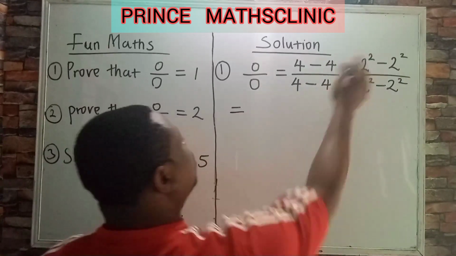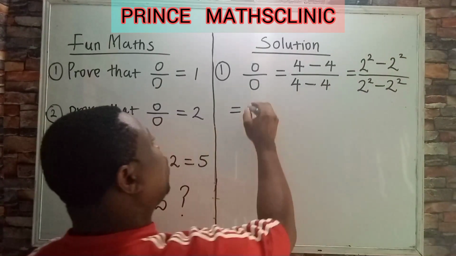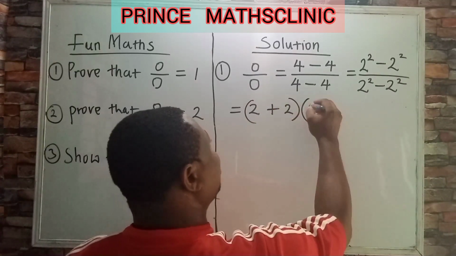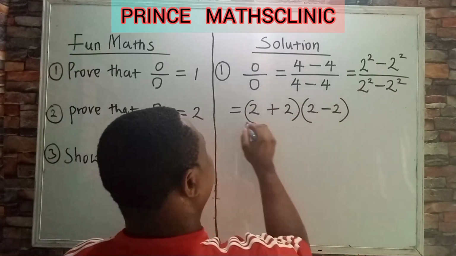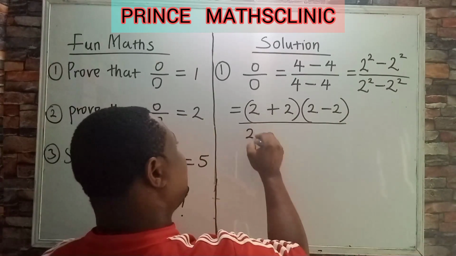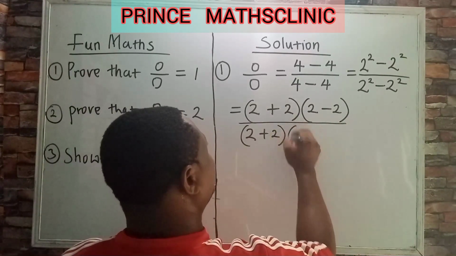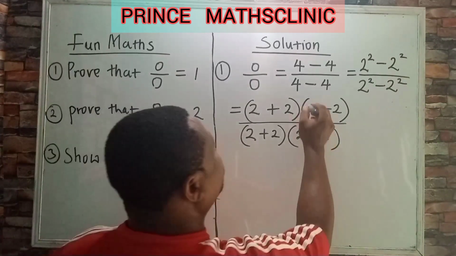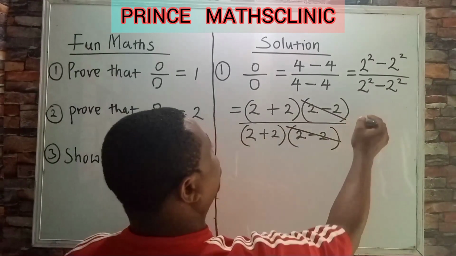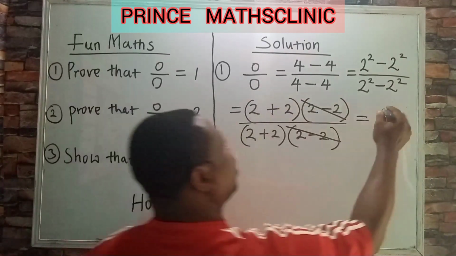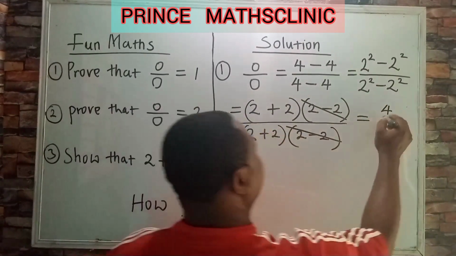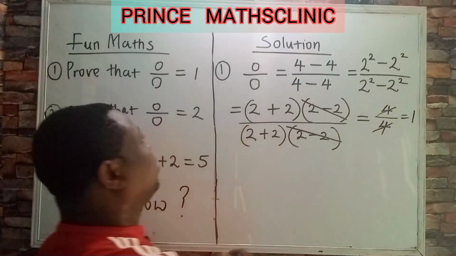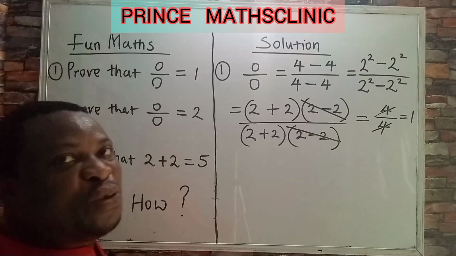Now, this is a difference of two squares, right? So I can say 2 plus 2 in a bracket and do 2 minus 2 in a bracket. Then I can repeat the same thing here: 2 plus 2 over 2 minus 2. Now, 2 minus 2 here cancels out 2 minus 2 here. So what do we have? 2 plus 2 gives us what? 4. 2 plus 2 gives us what? 4. And 4 over 4 gives us what? 1. That is the solution to the first one.